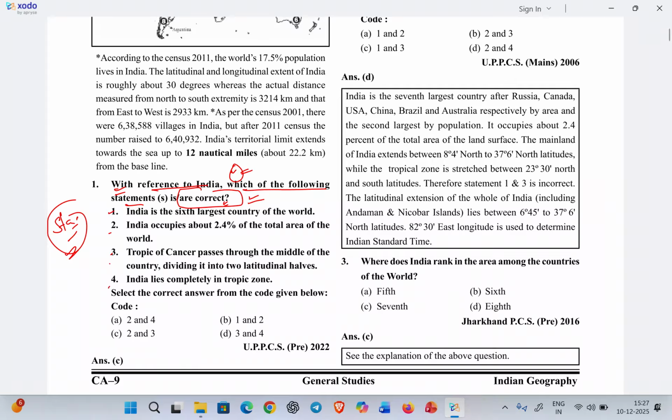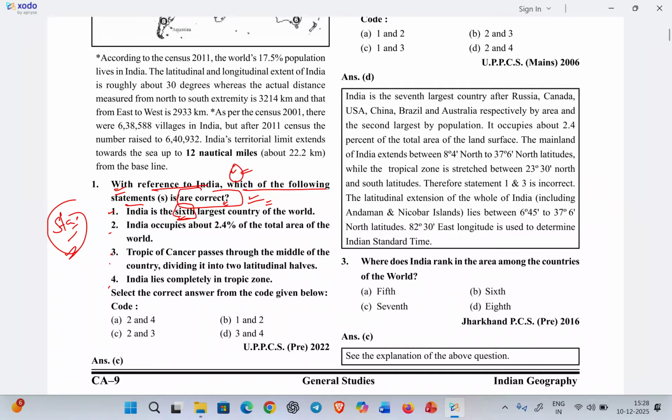In the first statement, it is given that India is the sixth largest country of the world. So we have to focus on this thing. In every question, make a rule: focus on the area which the examiner wants us to focus on, right? The examiner wants us to focus on those areas by which we can make a statement correct or incorrect. We have to find out those weak areas in every question.